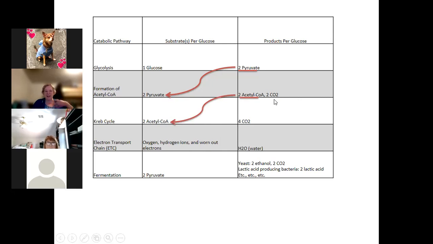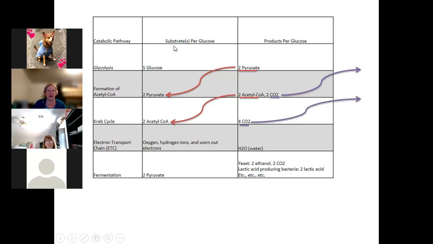These CO2, they don't have any more energy that we can use. They go off, plants use it to make sugar. So the products of the Krebs cycle are 4 CO2 per glucose. So they're going to go off to the plants.